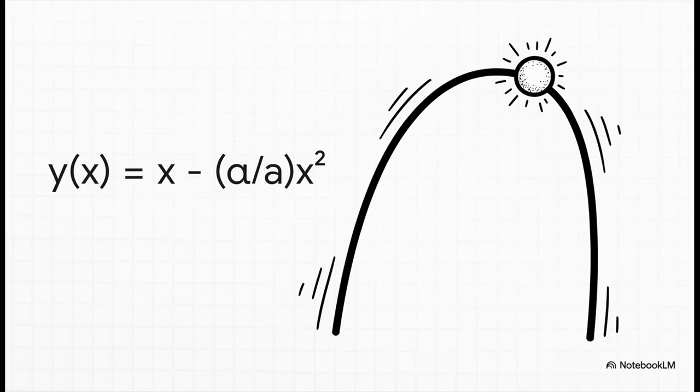Now, the most important thing is to recognize the form of this equation. You've got y equals some term with x minus another term with x squared. Does that ring a bell? It absolutely should. This is the classic equation for a parabola that opens downwards, the exact path a projectile takes when it's moving under a constant downward pull, just like gravity.